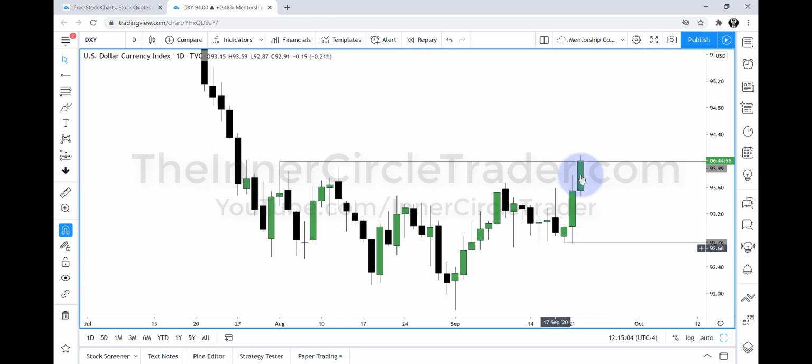Now, if we have this idea in mind, would that be bullish or bearish for foreign currency? For instance, like euro dollar. Well, when we see a move like this, we expect to see a drop in the price action for euro dollar. So with this in mind, let's go over to euro.